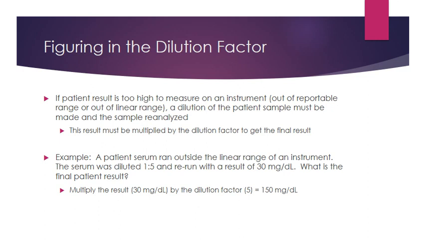So for example, a patient's serum ran outside the linear range of an instrument. The serum was diluted 1 to 5 and rerun with a result of 30 milligrams per deciliter. So what is the final patient result? So remember you must multiply the result, which was 30 milligrams per deciliter, by the dilution factor. In this case, that's 5. Now this gives us 150 milligrams per deciliter, and that is going to be your final result.